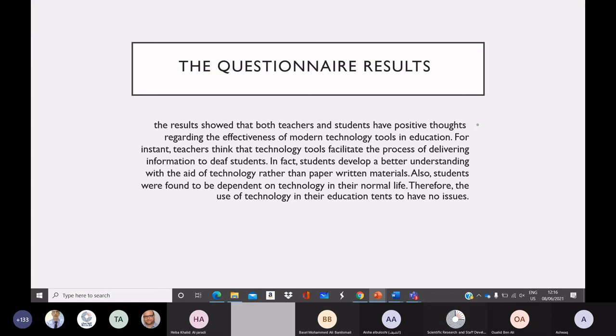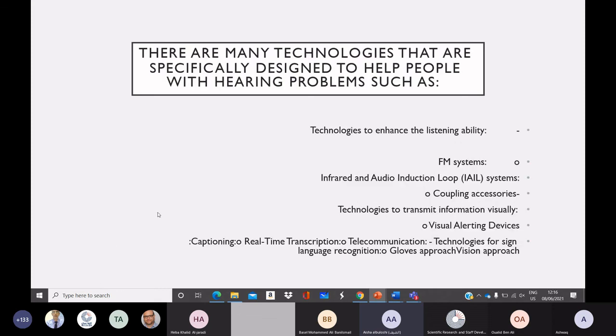Next slide, please. We published our questionnaire in deaf schools for teachers and students. The results show that both teachers and students have positive thoughts regarding the effectiveness of modern technology tools in education. For instance, teachers think that technology tools facilitate the process of delivering information to deaf students. In fact, students develop a better understanding with the aid of technology.